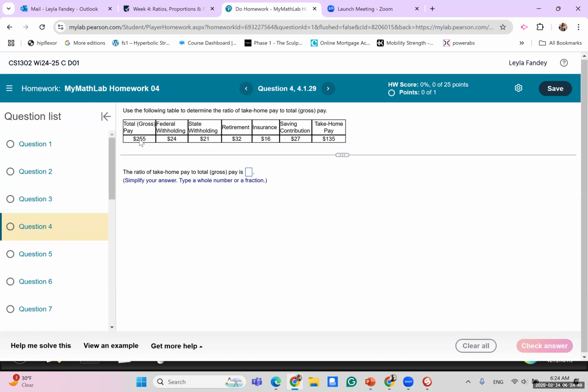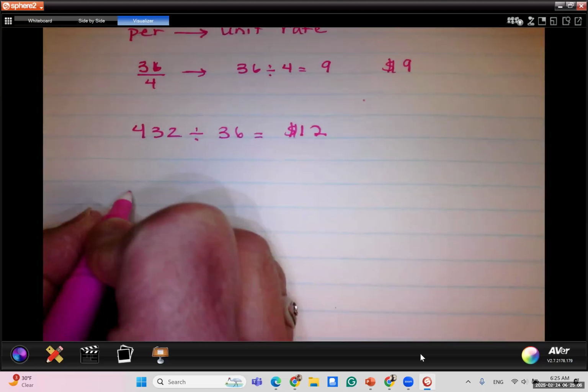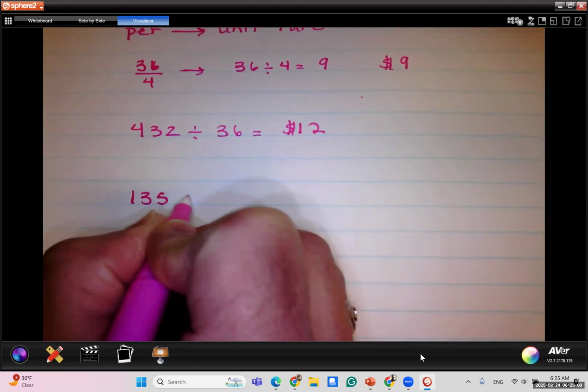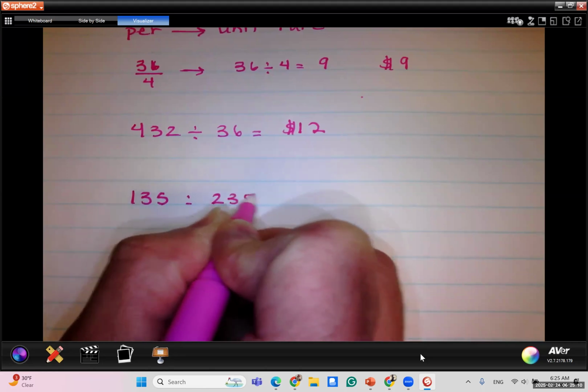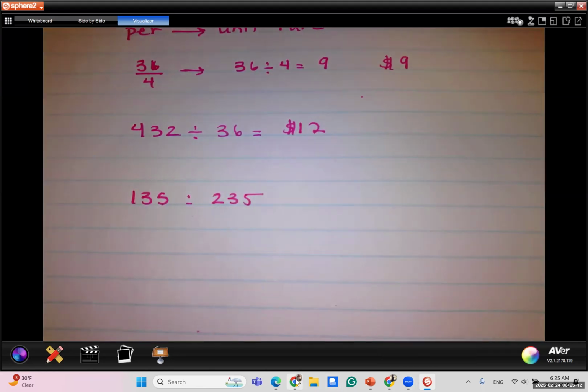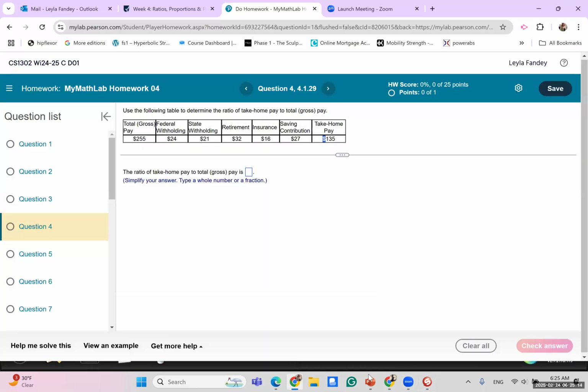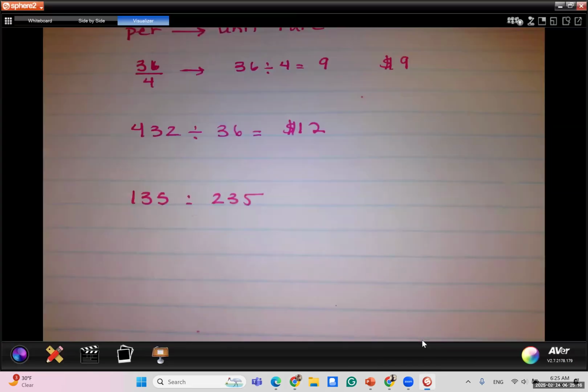Total gross pay is 255, okay? Take-home pay is 135. Now, the order matters. Ratio of take-home pay to total. So 135 to 255, because that's the order. So 135 to 235. Was it 235? I already forgot. Let me double check. Because my answer will be wrong. 255. Okay, so let me rewrite that.